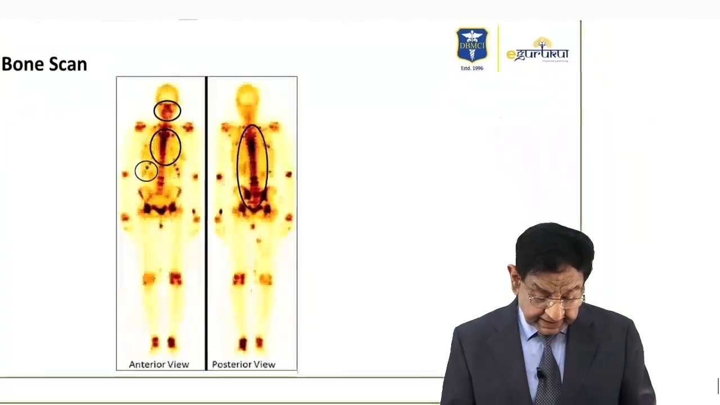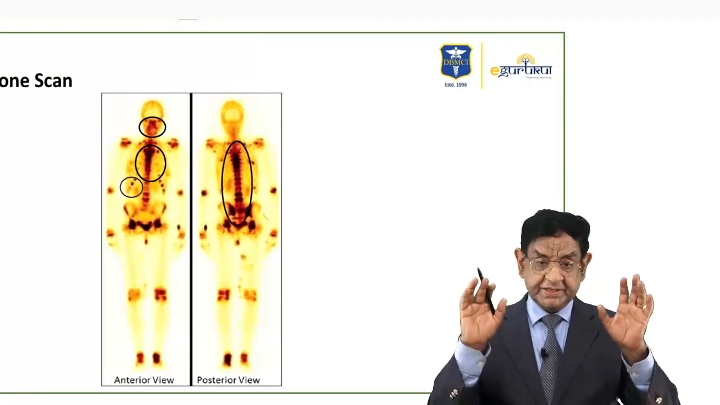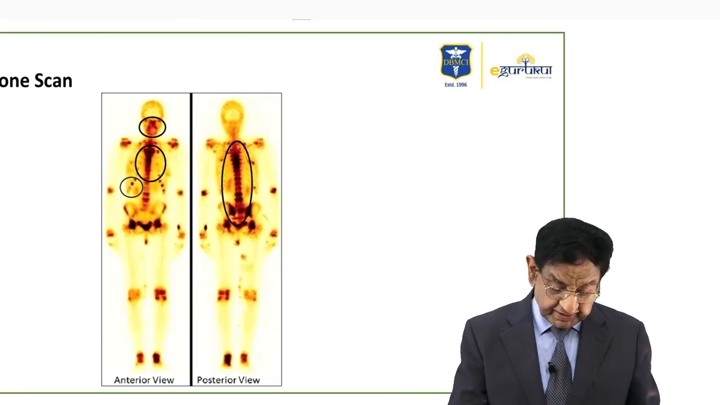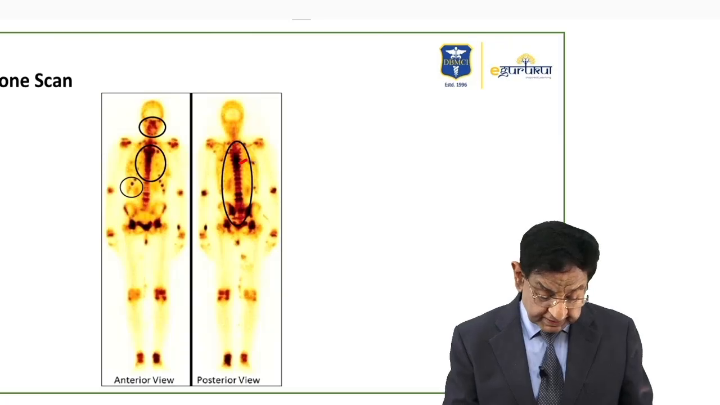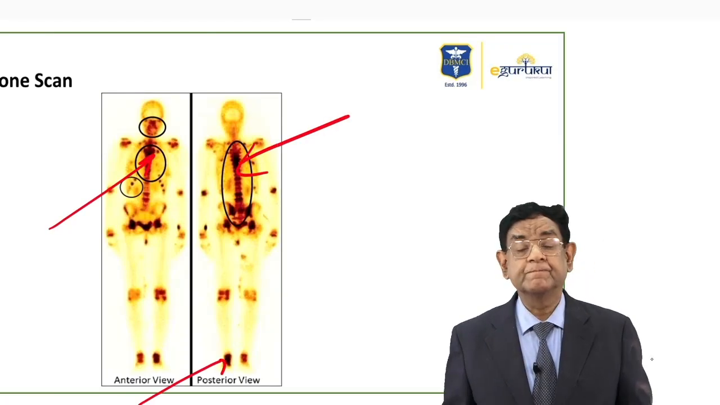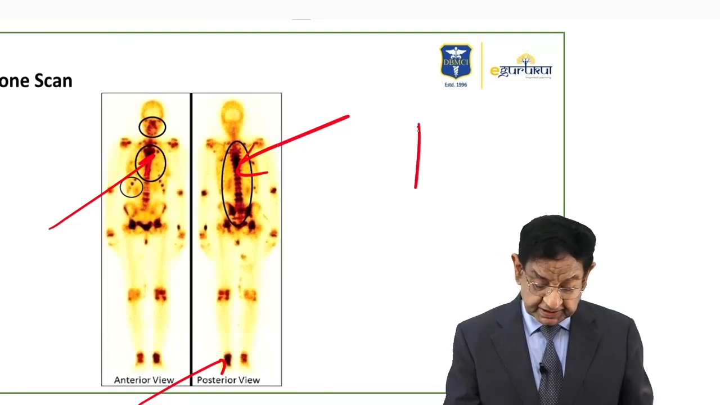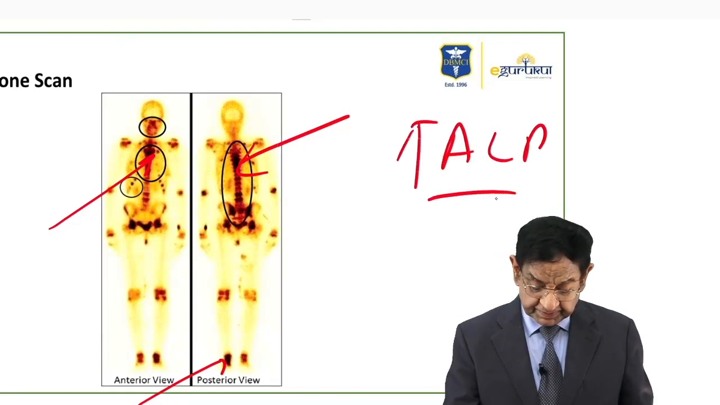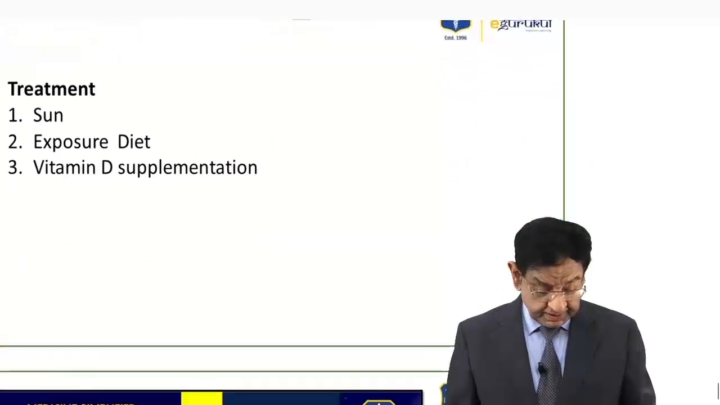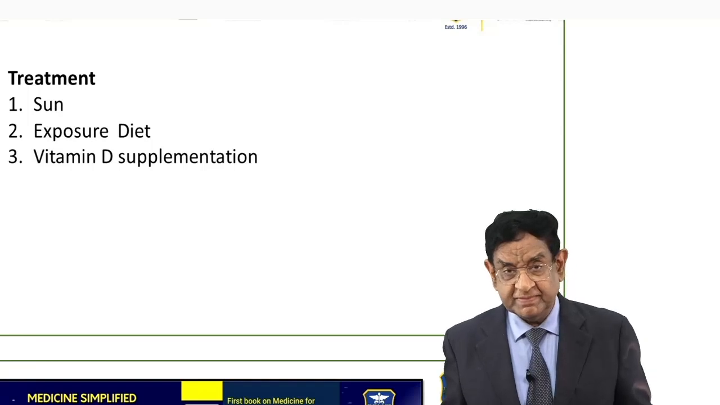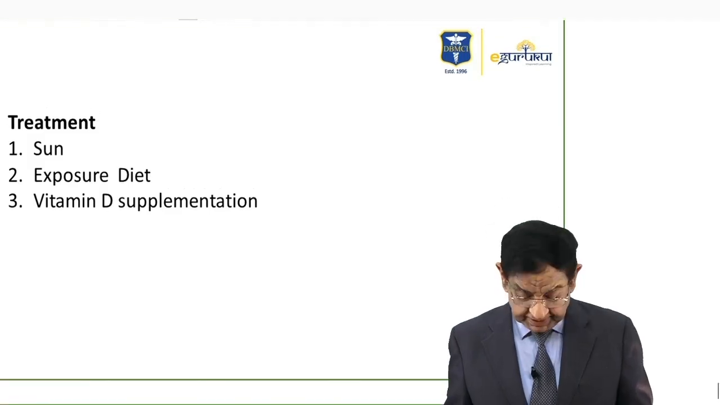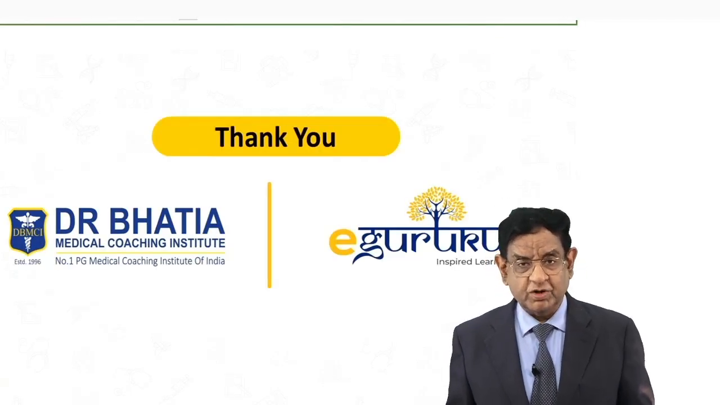On a bone scan, you can see an increased amount of osteoblastic activity going on, which you can very well appreciate. Due to this reason the ALP level, alkaline phosphatase level, is high. Treatment: sun exposure, supplementation and a good diet is the answer. Okay, thank you very much. God bless all of you.